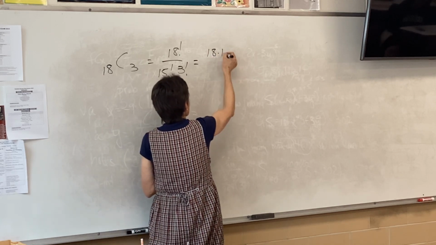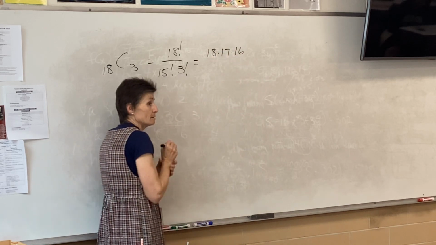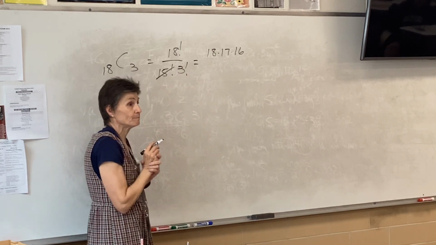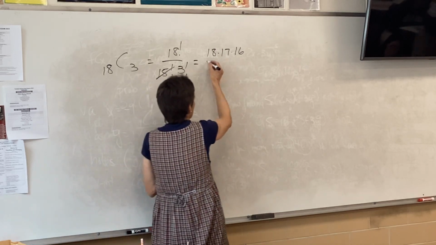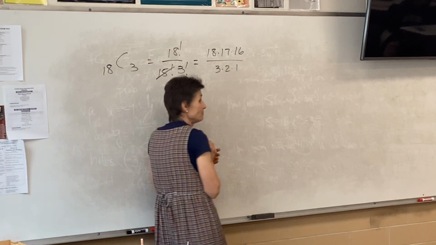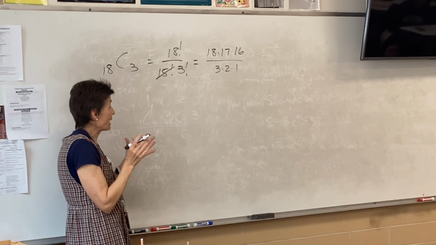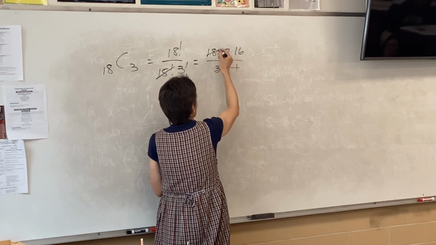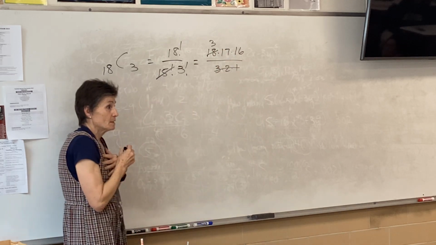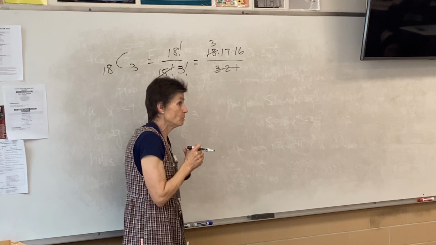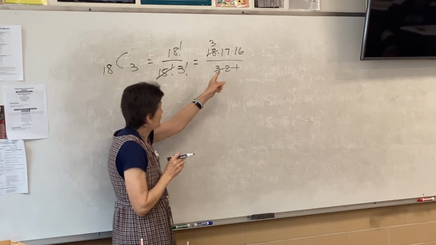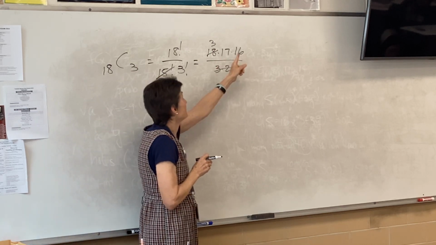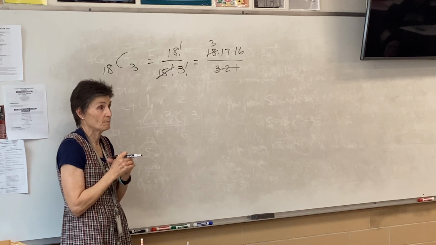We have 18, 17, 16, right? And then after that, that's all gone. And then we have 3, 2, 1 on the bottom. Now you can handle that however you want. I would probably myself say, okay, that's 6, so that's gonna make that a 3. And then I would have to multiply 17 times 16 times 3. Or 3 times 17 is 51 times 16. However you want to multiply that.